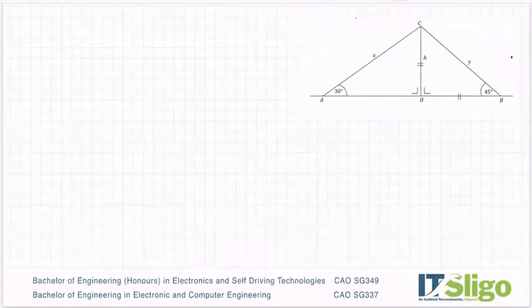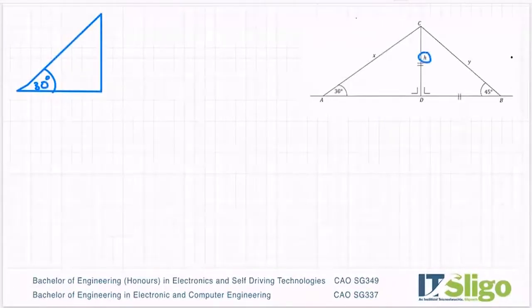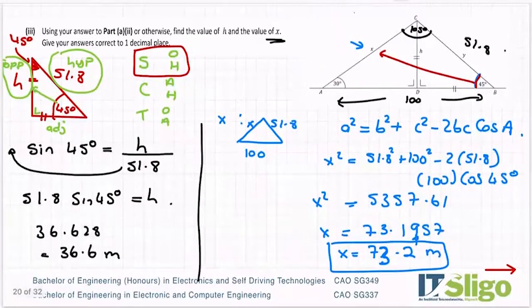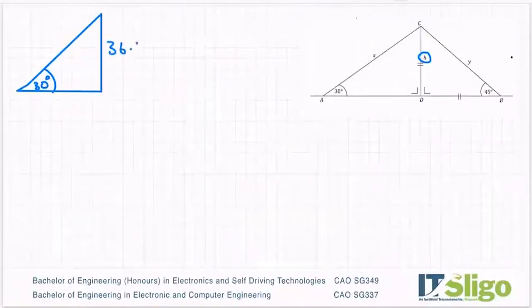So maybe you prefer right-angled trig. So let's draw that right angle over here. Let's write in what we have. We've 30 degrees. We found H, so let's put in what our H was, 36.6. And we have to find X over here. So again, label your sides opposite the angle in the question. There's your right angle, so hypotenuse, and the other side is adjacent.